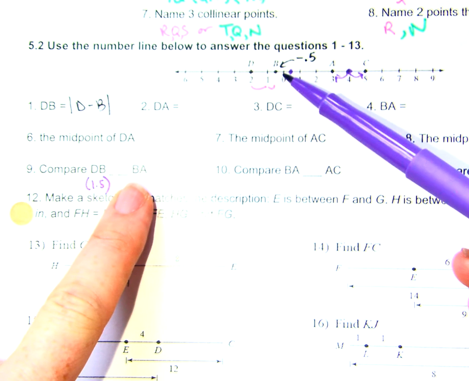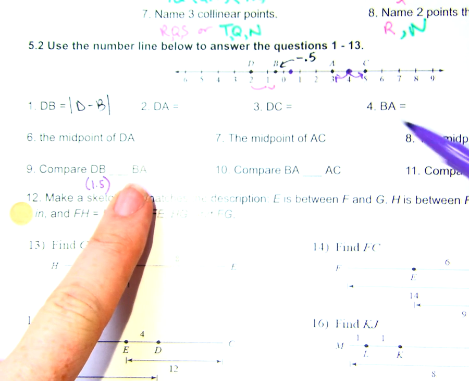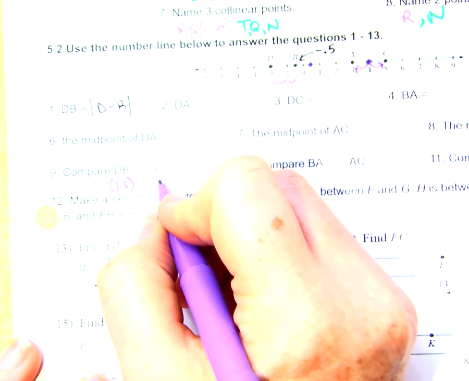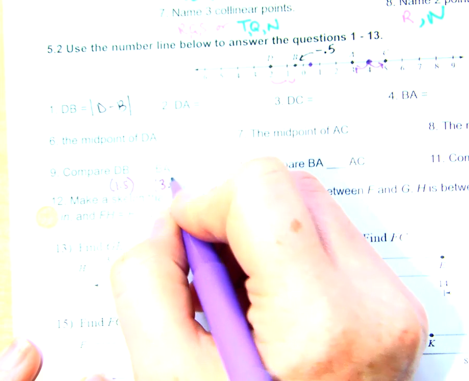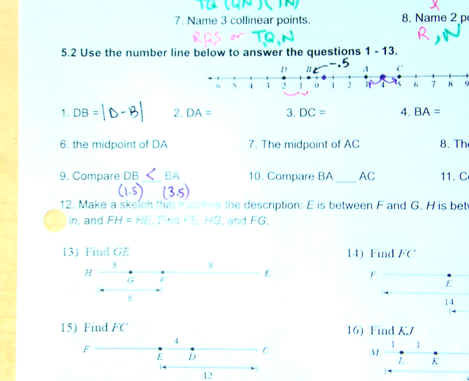It's 1/2, or 0.5, 1.5, 2.5, 3.5. But you would have already found it up here. So BA is 3.5, and 1.5 is less than 3.5. So I would just compare using a less than symbol.